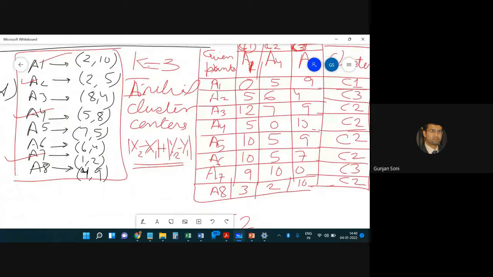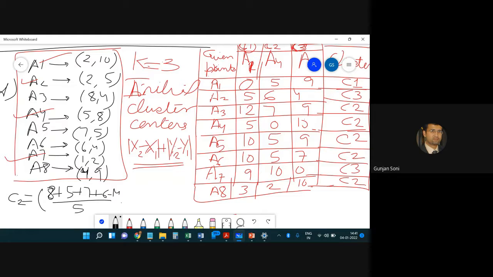So C2 will be, yeah, we can keep that here. C2 will be the coordinate that is 2 plus, no, A3, right? So 8 plus 5 plus 7 plus 6 plus 4 divided by 5. Now is it okay? Yes, sir. Now it's okay.